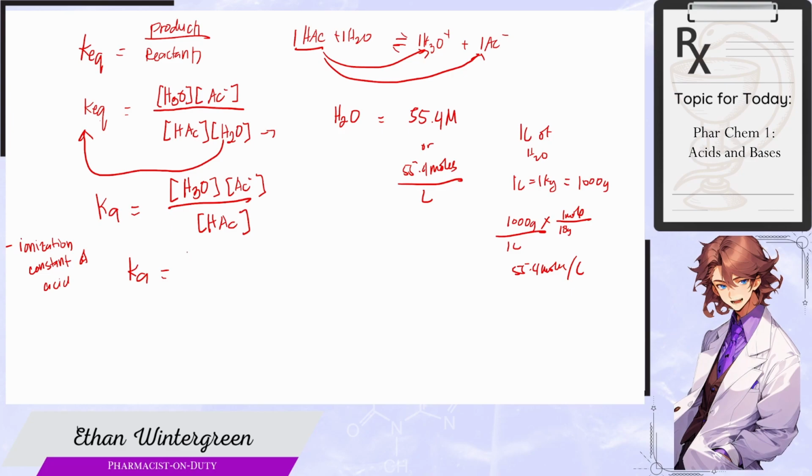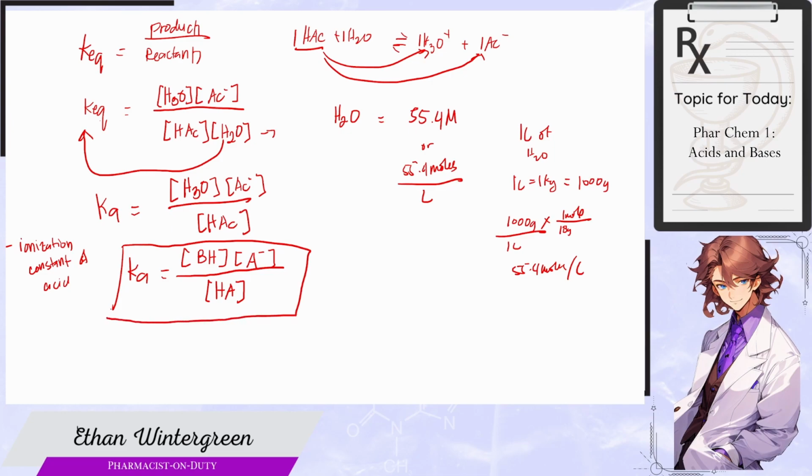H3O is our conjugate acid, so that is our BH. Acetate is our conjugate base. And our acetic acid is our acid, that is our HA. So to obtain the Ka of an acid, this is the formula you would be using.